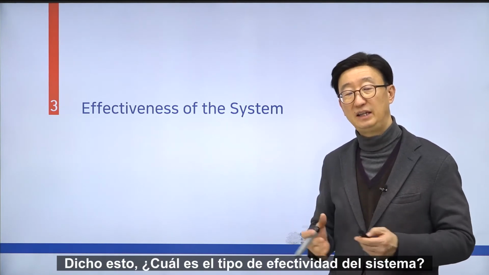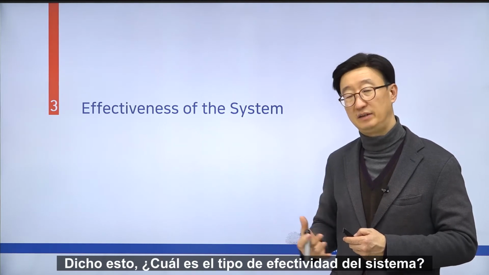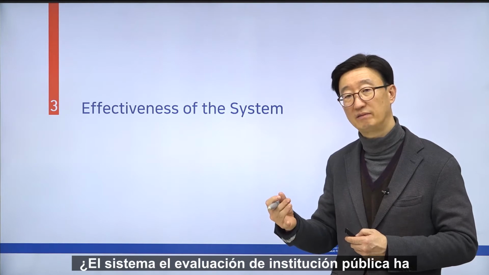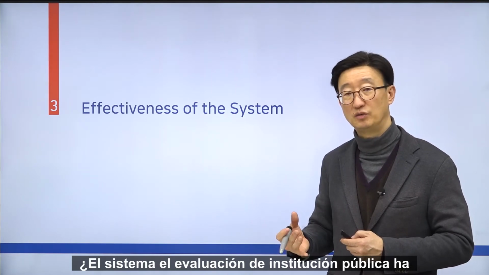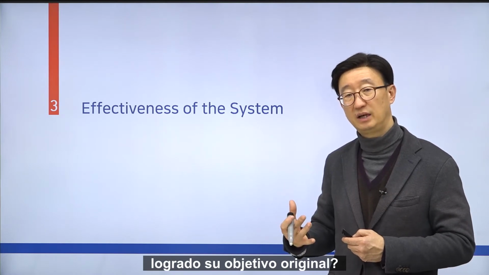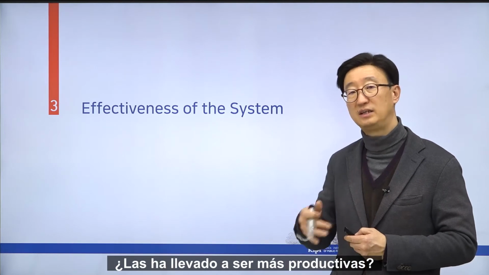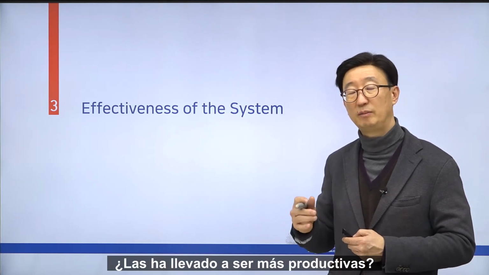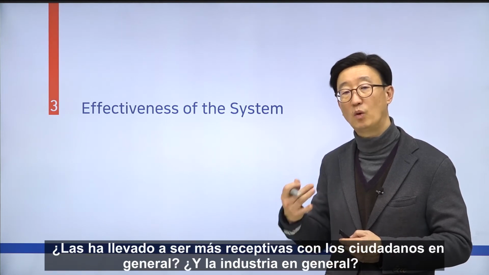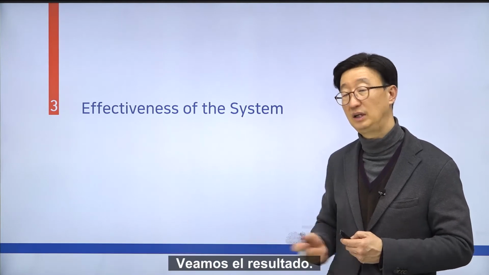Now, having said that, what is the effectiveness of the system? How has the evaluation of public institutions achieved its original objective? Has it made public institutions more accountable? Has it led them to be more productive? Has it led them to be more responsive to citizens in general and industry in general? Let's look at the result.